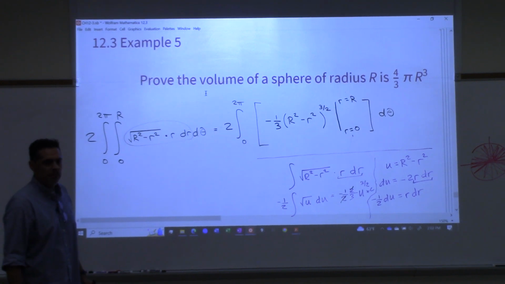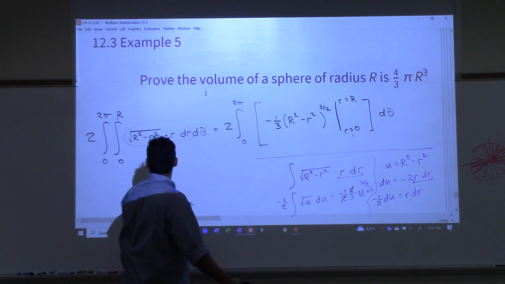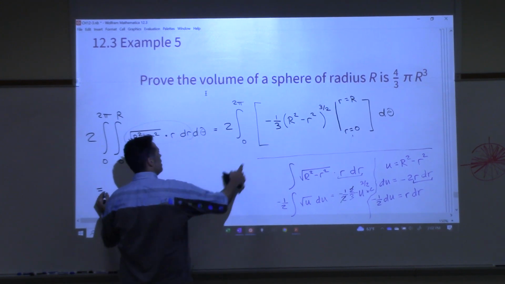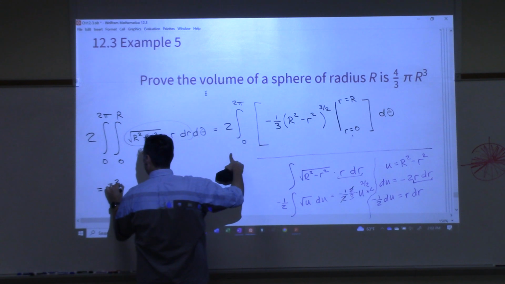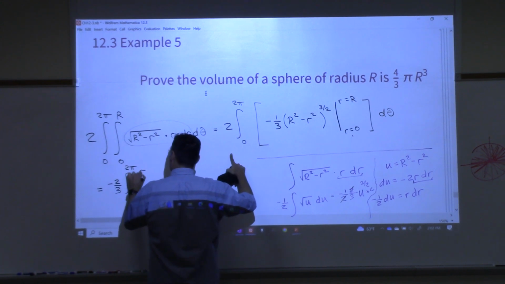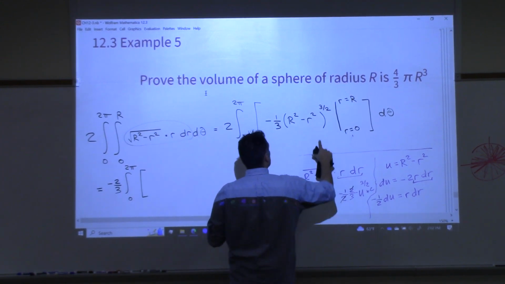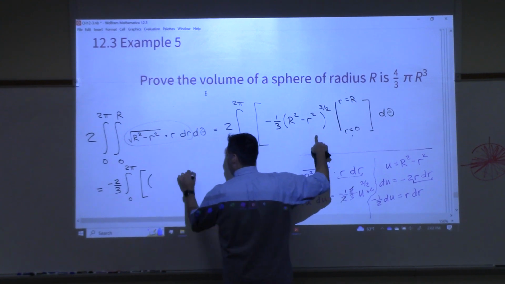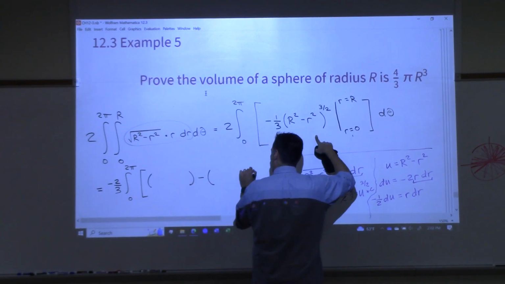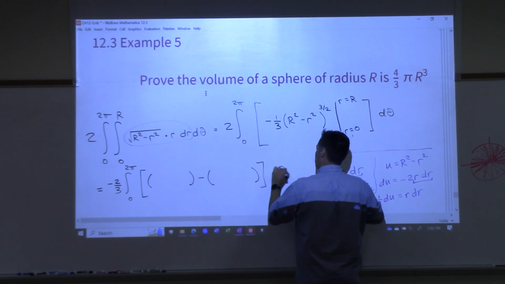We can pull the coefficient out. I can bring that out front. So this now becomes negative 2/3 integral 0 to 2 pi. There's nothing wrong with pulling that out now. So okay, now I have two things: I have to plug in and subtract. And I still have a d theta at the end of this.